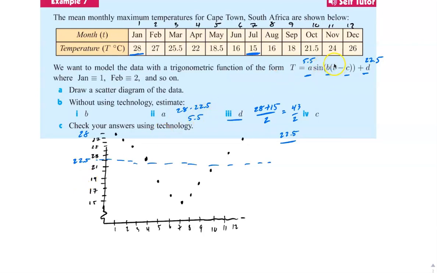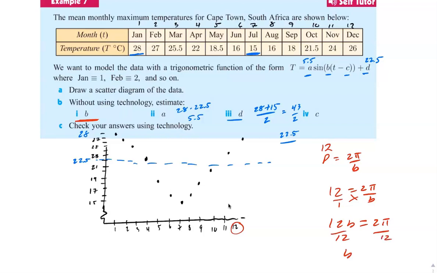Okay, now to find the B. This one is probably the one that's the least of an estimate. We have to figure out what our period is. If you look at this, that looks like one full rotation. So it took about a full year, or 12 months. To find my B, we're going to use 12 months as our period. Period equals 2 pi over B, and our period is 12. So 12 equals 2 pi over B. All we do here is cross multiply and solve. 12B equals 2 pi, divide by 12, and B equals pi over 6. So that is my B.